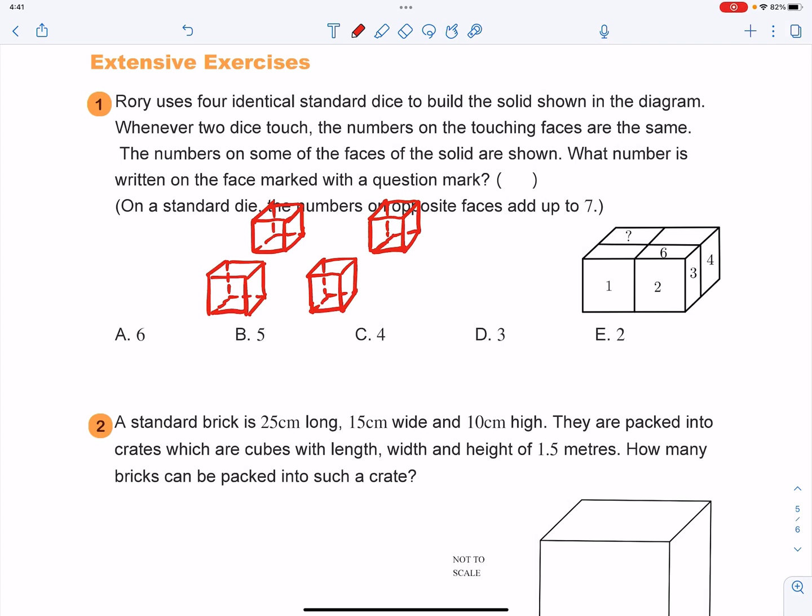Extensive exercises. Question number 1 in lesson 5. Roy uses 4 identical standard dice to build the solid shown in the diagram. Whenever 2 dice touch, the numbers on the touching faces are the same. The numbers on some of the faces of the solid are shown. What number is written on the face marked with a question mark?